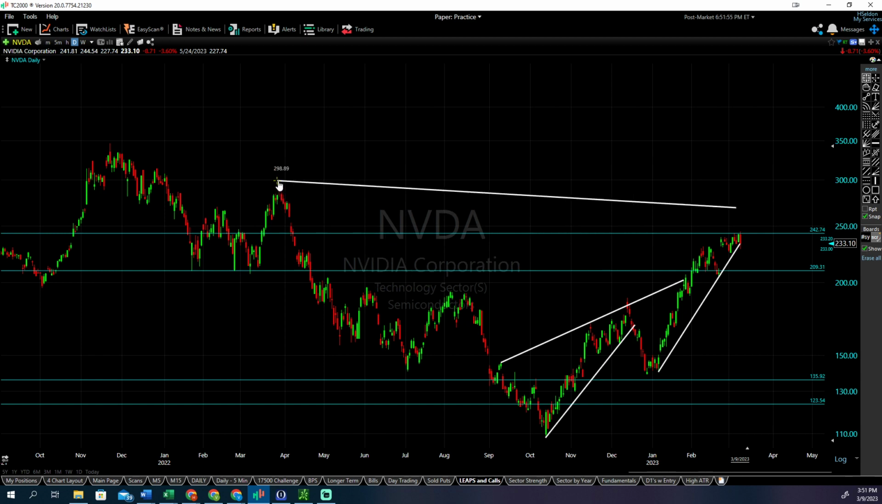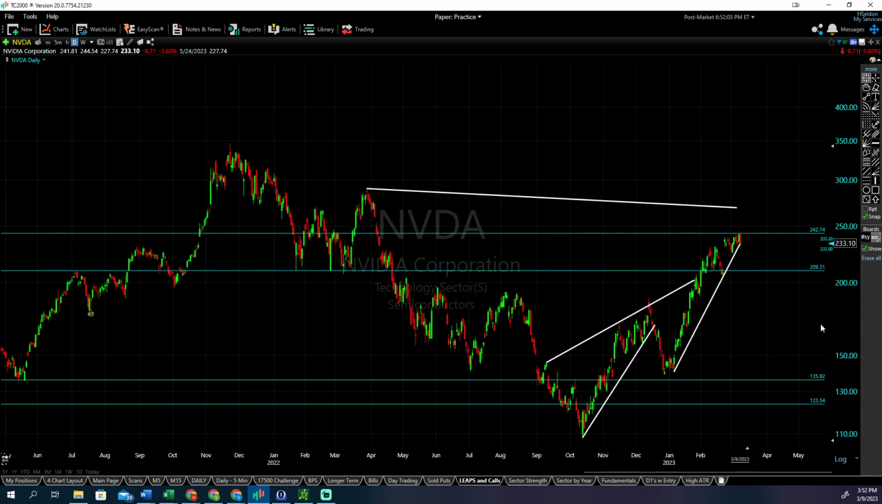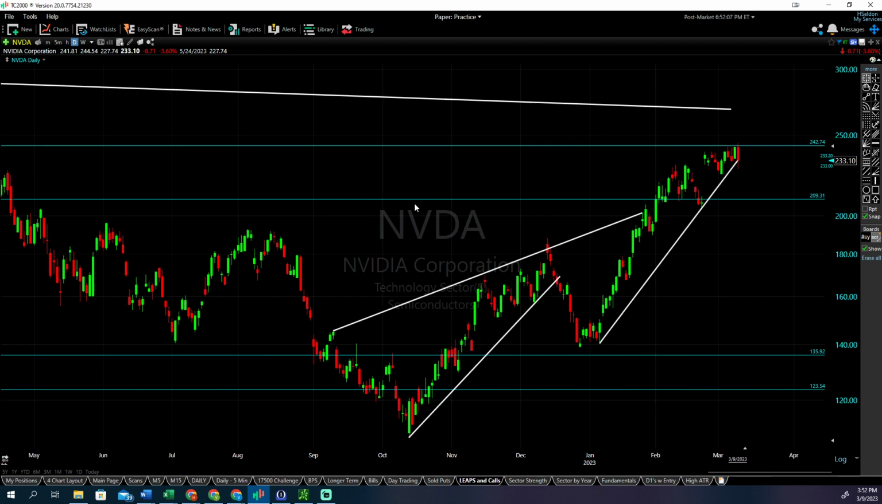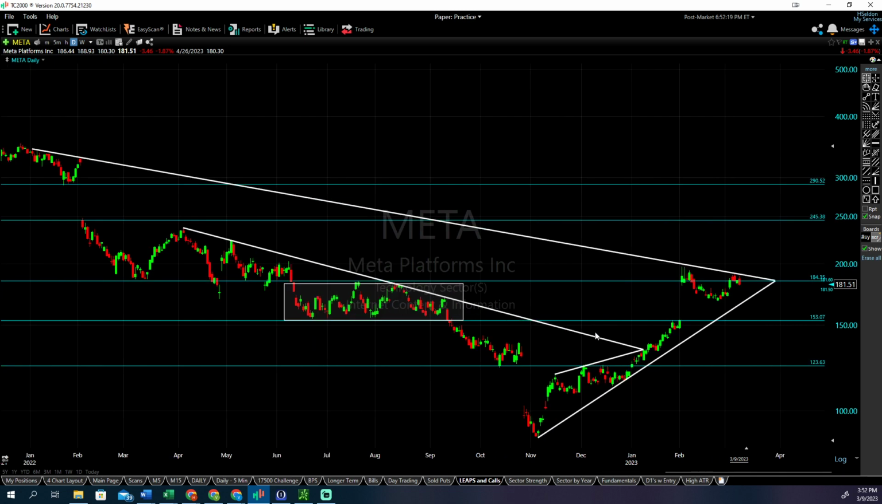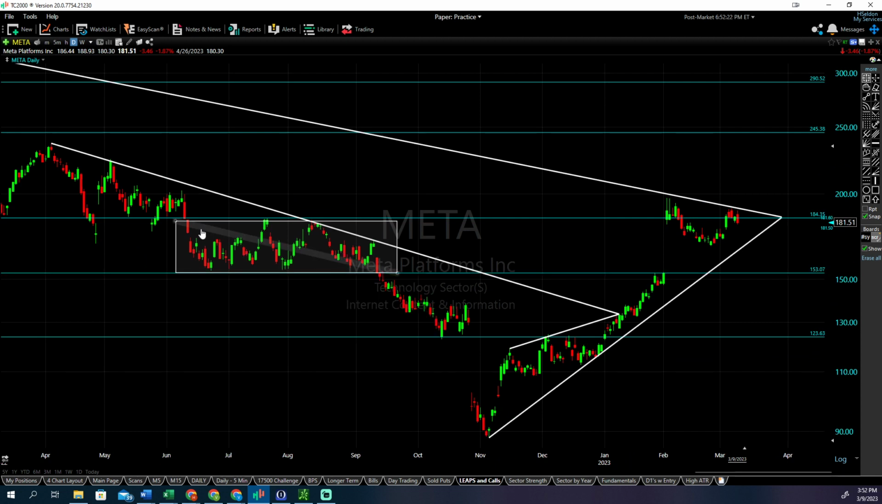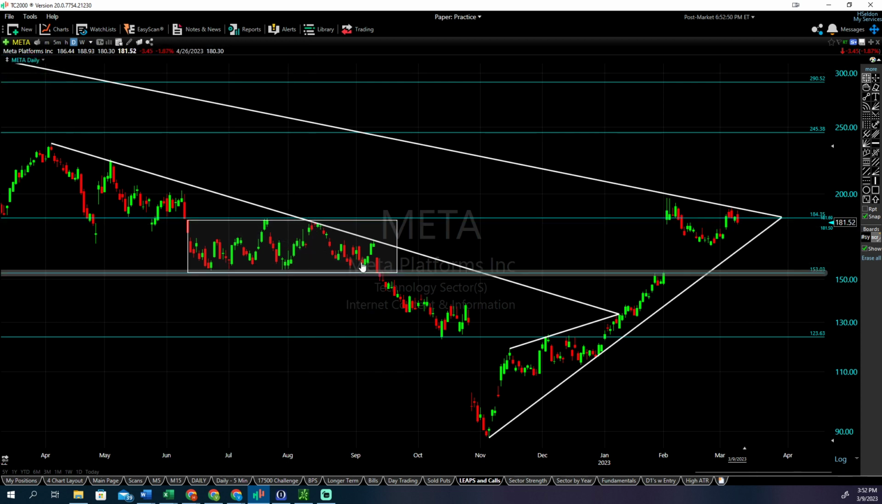You also want to keep in mind that when you have zones like this, right? So what do I mean by zones? Let's go back to Meta for a second. When you see something like this, these are kind of consolidation zones. This here is the top of it, right there. It's the bottom of it, and it starts right around there and goes to there. You want to put alerts on the bottom edge of it, which would be here, and the top edge of it, because you want to know which way it's going to break.